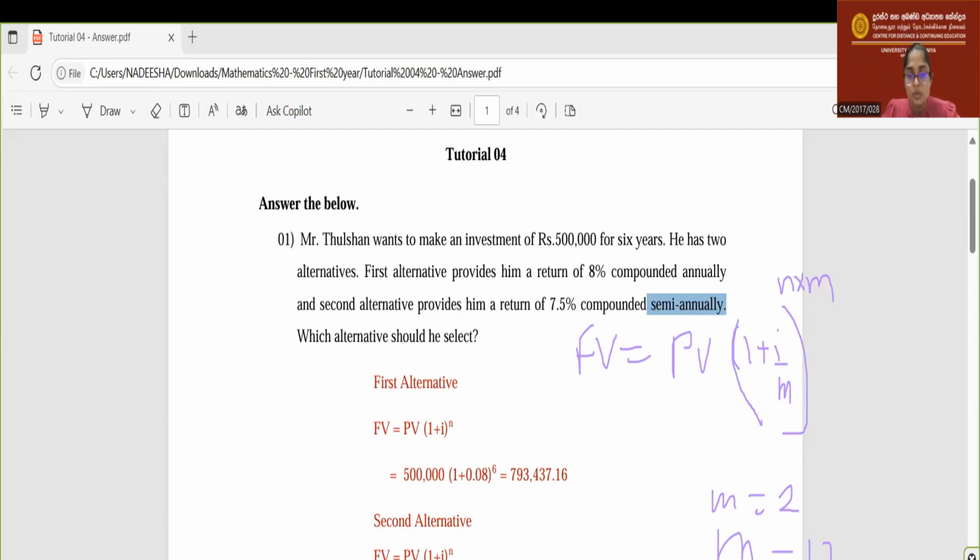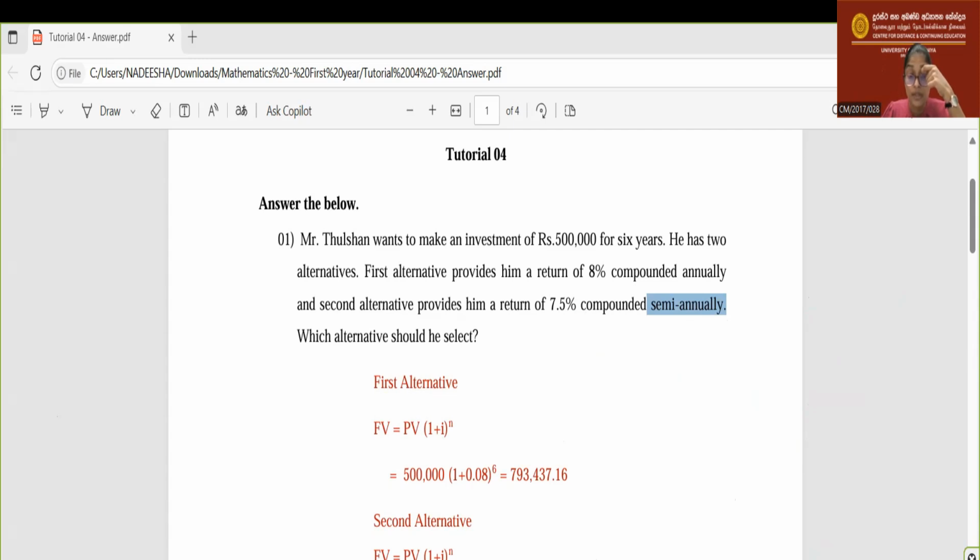Okay. So which future value has the highest growth? You can see the annual figure does, because in the semi-annual case the annual interest rate has to be compounded semi-annually. Therefore, the first option has to be selected, since it gives the higher future value. Okay.